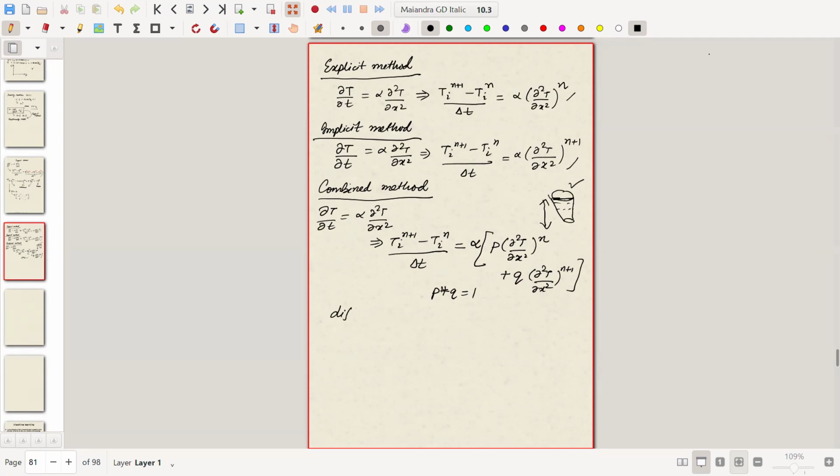Now different choices of p and q generate different schemes to solve our heat equation. And all are valid as long as they are stable and consistent. You can't guarantee that every numerical scheme will be stable, so everyone has to check through all the methods we did. The most common method is Crank-Nicolson, where we take p and q to be 1 by 2, 50% of each. So that is the Crank-Nicolson scheme.